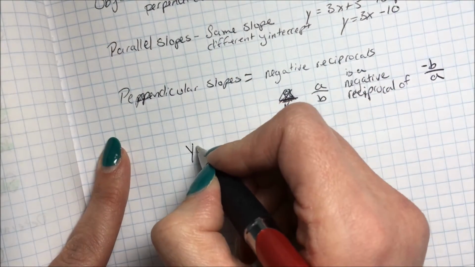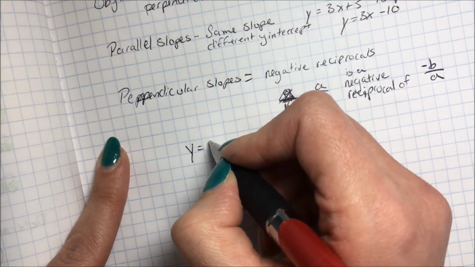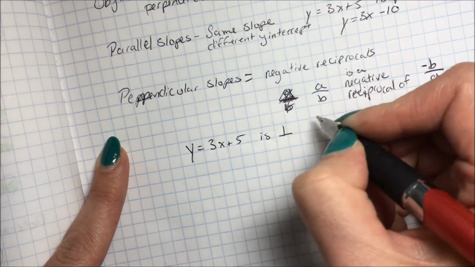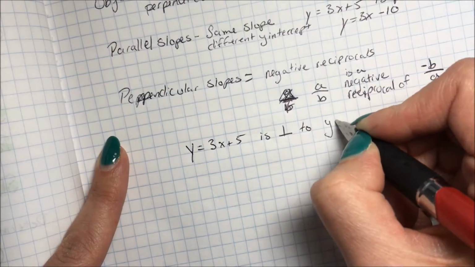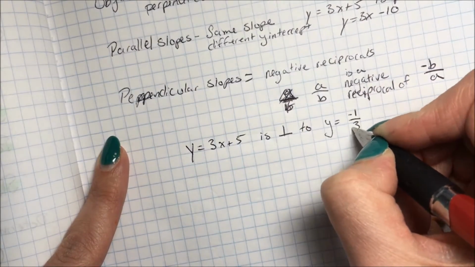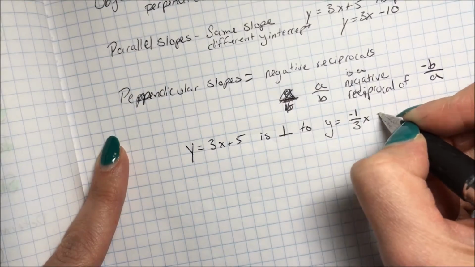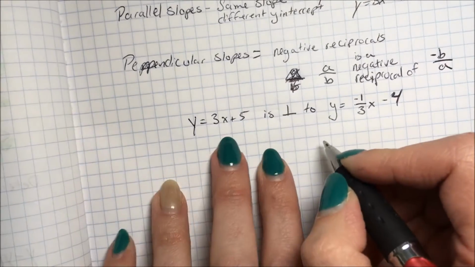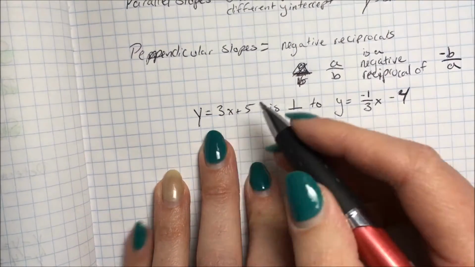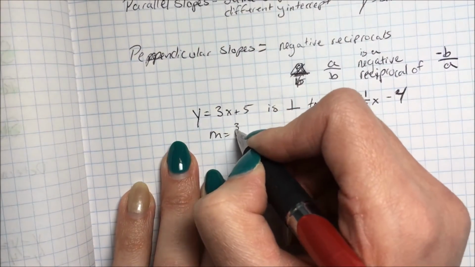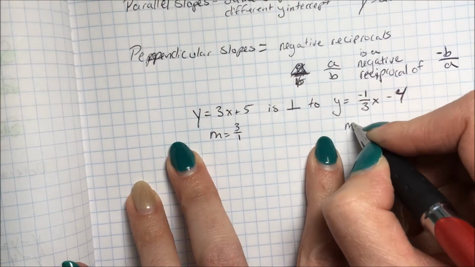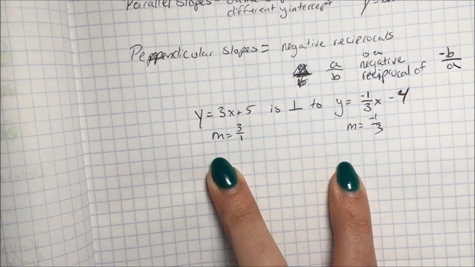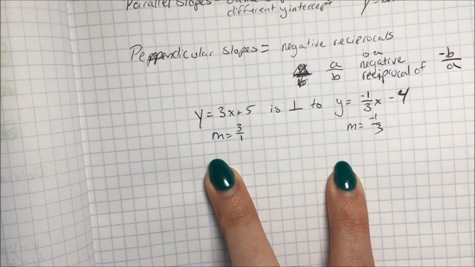So if I was talking about two lines that were perpendicular, maybe y equals 3x plus 5 is perpendicular to y equals negative 1 over 3x minus 4. Doesn't matter what the y-intercept is. Okay? So these are negative reciprocals. Here my slope is 3 over 1. Here my slope is negative 1 over 3. So their slopes are negative reciprocals, so they are perpendicular.